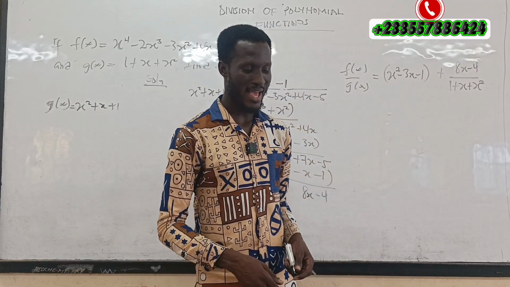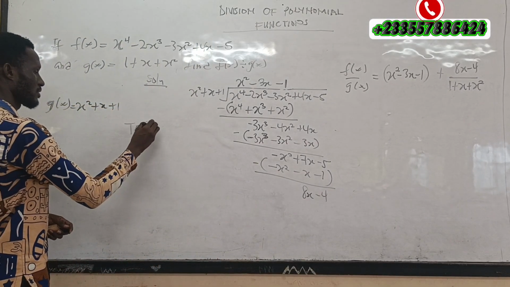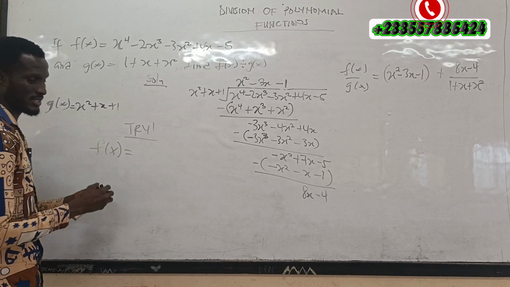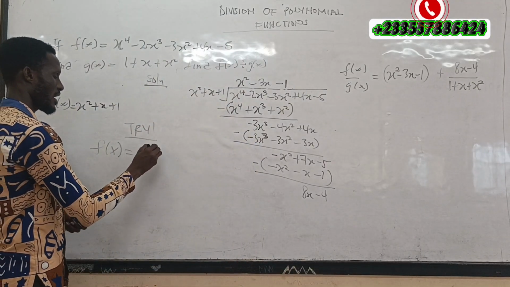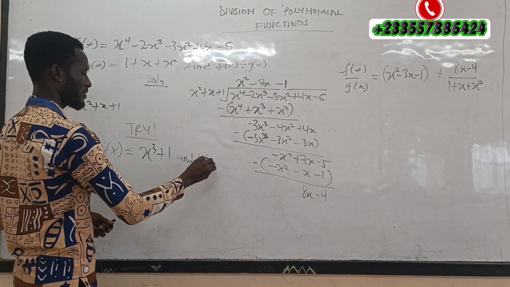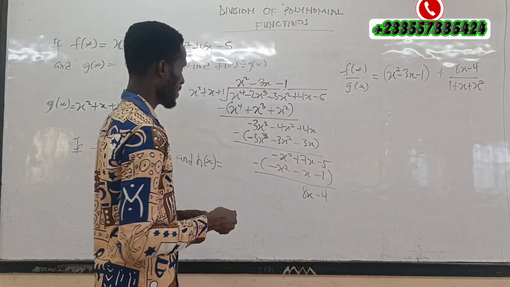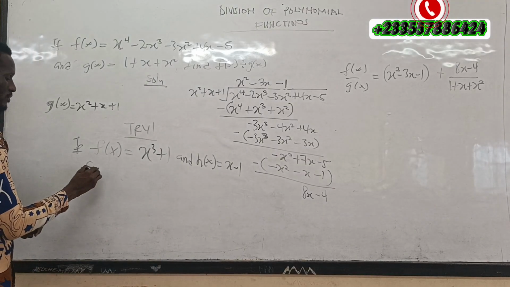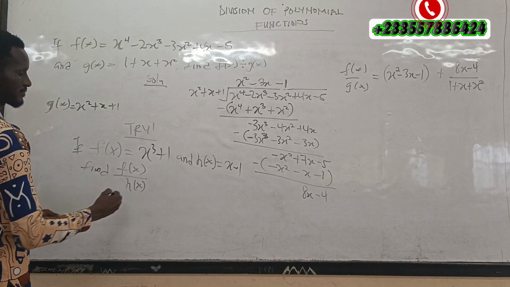If f of x is equal to x cubed plus 1, and h of x is equal to x minus 1. Find f of x divided by h of x.